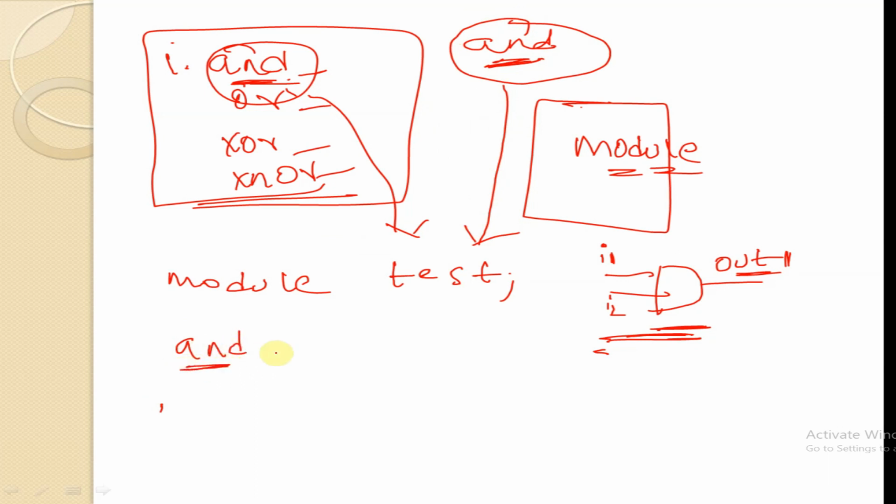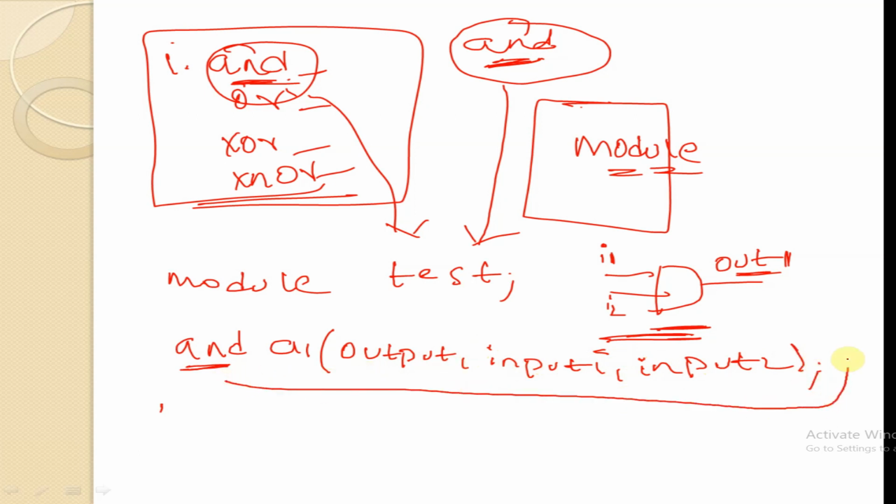If we want to use this AND gate, then we will simply write and, which is the name of the design, followed by an instance name. Let's say A1 is the instance name, followed by first the output. This is positional based instantiation. This is the rule: the output should be mentioned first, followed by the inputs, input 1 followed by input 2.